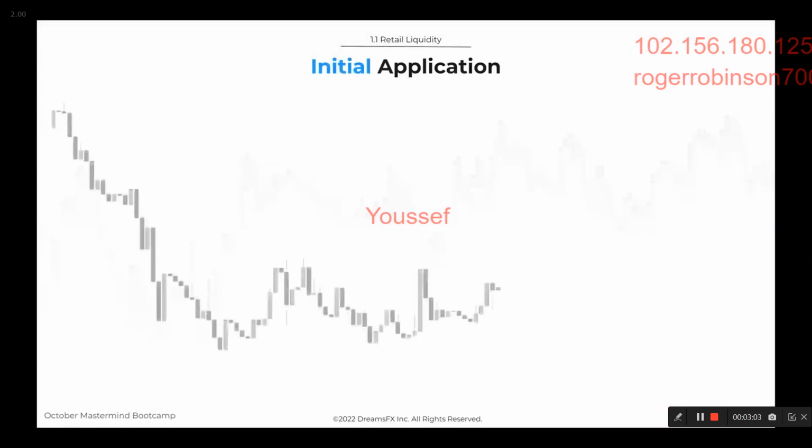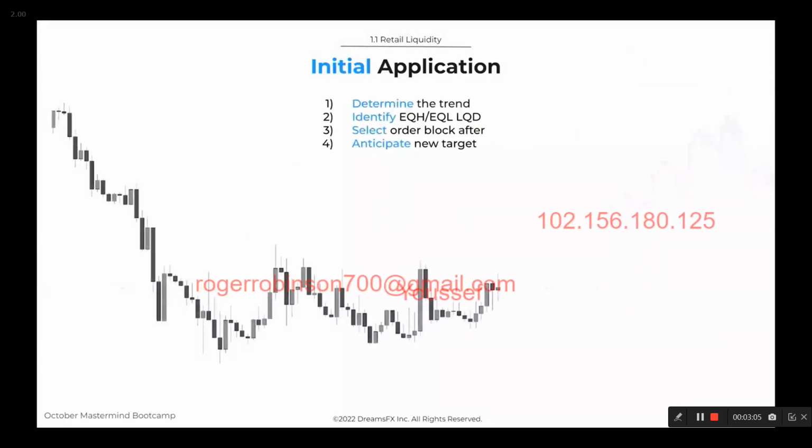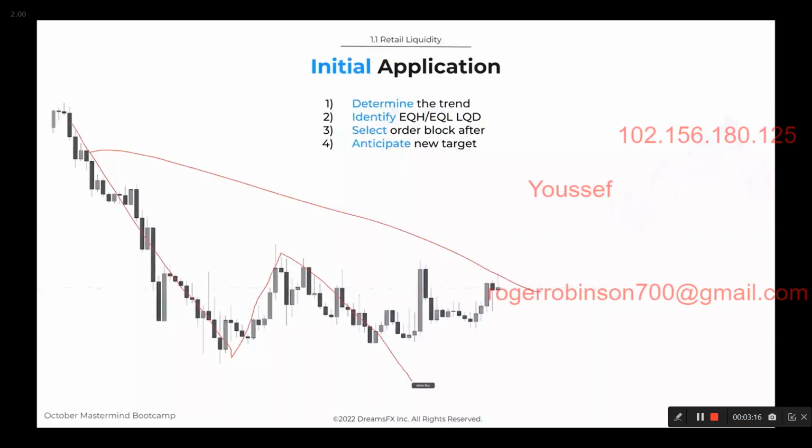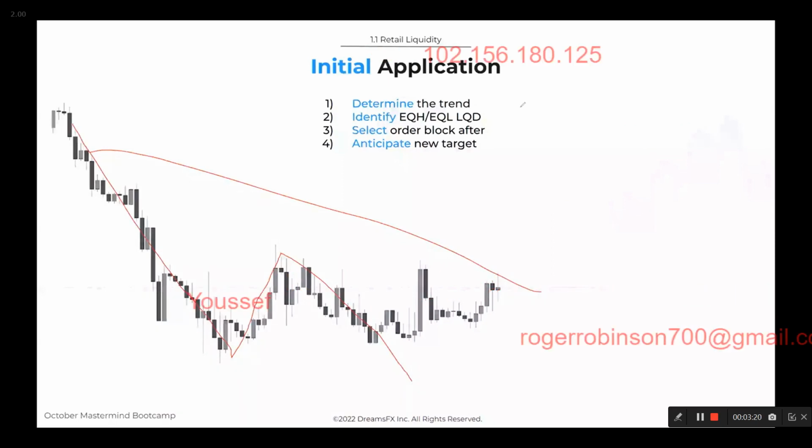So the initial application of this concept: determine the trend. Everyone, I want you guys to take 10 seconds and tell me based off your knowledge, not about structured BOS, what does the trend appear to be like? Are we in an uptrend, downtrend? Everyone just either draw the chart or type in the chat, up or down. All right, so we're in a downtrend, very clear, right? So after we're in a downtrend, great, we know that we're looking to sell.